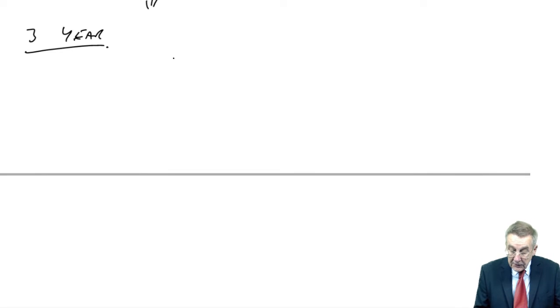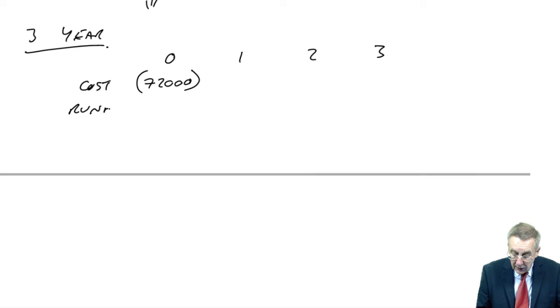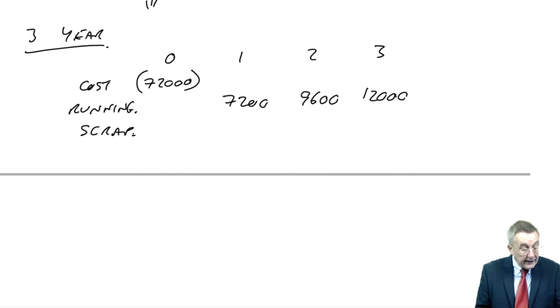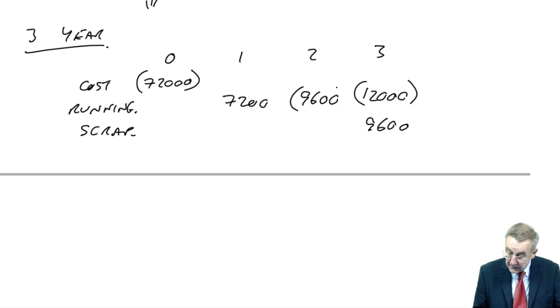Step 1, the present value of the first machine, it's 3 years. So you've got the cost of 72,000. You've got the running costs of 7,296, 12,000. And you've got the sale proceeds. At the end of 3 years, we'll get 9,600. And sorry, those were outflows.